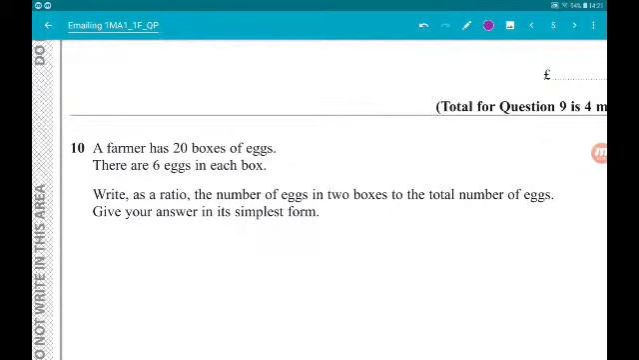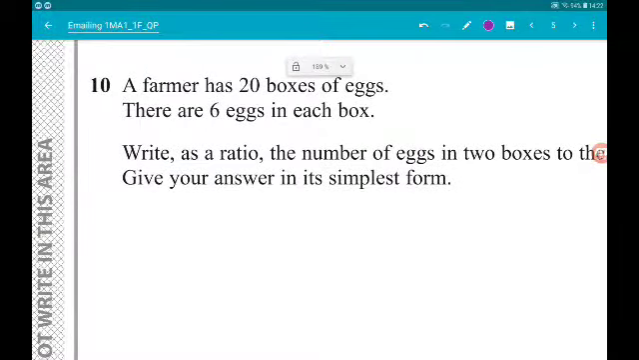A farmer has 20 boxes of eggs. There are 6 eggs in each box. We want to write as a ratio the number of eggs in 2 boxes to the total number of eggs, giving our answer in its simplest form.